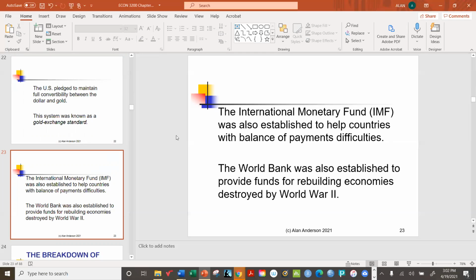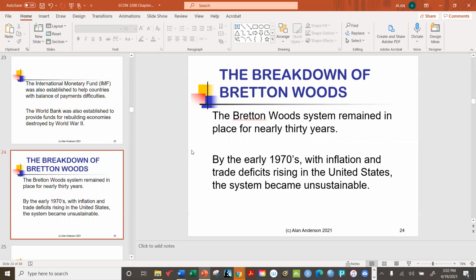Now, the system, as you know, obviously is not in place today. It lasted for less than 30 years. After a while, it became clear that it wasn't really needed any longer as these countries did rebuild themselves. And eventually the system was abandoned in the early 70s, partially because the US kept running up enormous current account deficits and inflation got out of hand in the 70s. So eventually the system collapsed and that was the end of it.